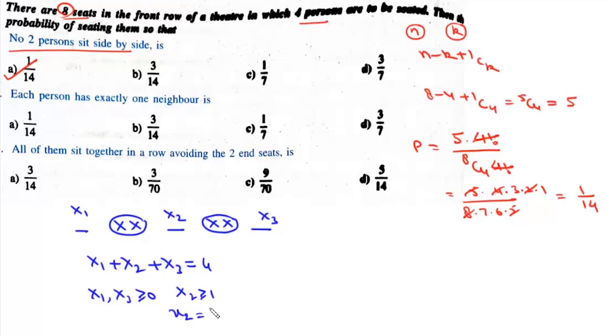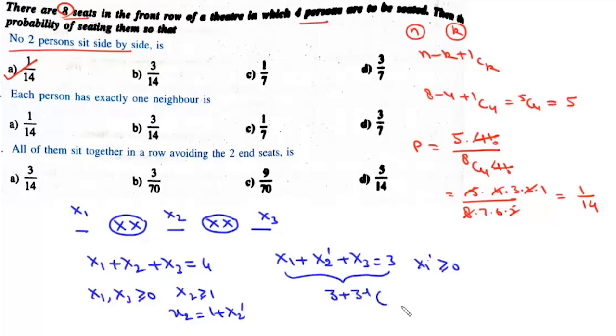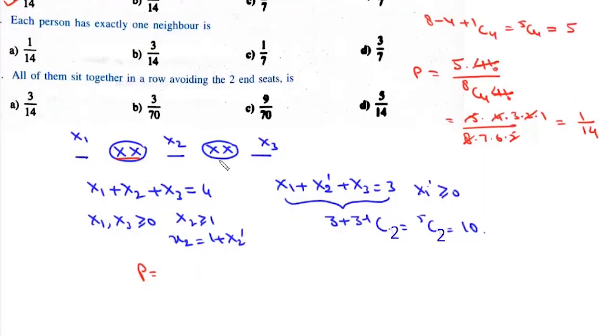Now we'll replace x2 with 1 plus x2 dash. So we can write this as x1 plus x2 dash plus x3 equal to 3, where each of xi or xi dash is greater than or equal to 0. That means we need to find the number of non-negative integral solutions. So the number of non-negative integral solutions is given by n plus r minus 1 C r and that is simply 10. Now we have 4 places here. Now in these 4 places, we can arrange these 4 people in factorial 4 ways and then the total number of ways of selecting these 2 and 2 seats will be 10 divided by the total number of ways of arrangement, which is 8C4 into factorial 4.